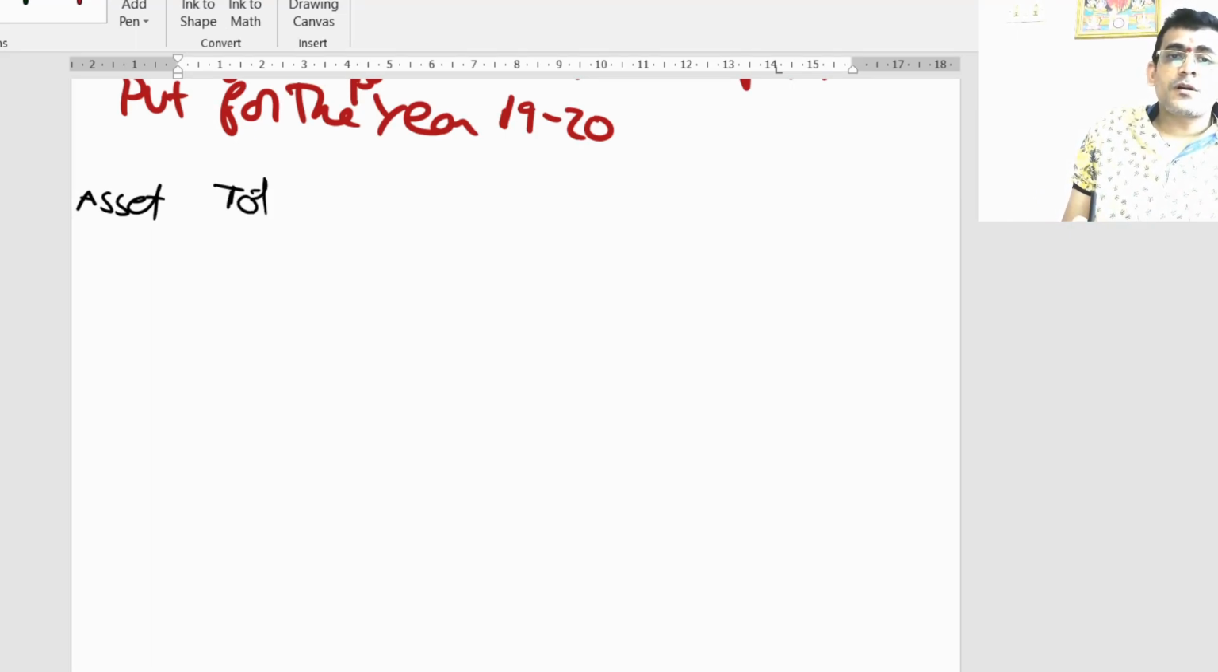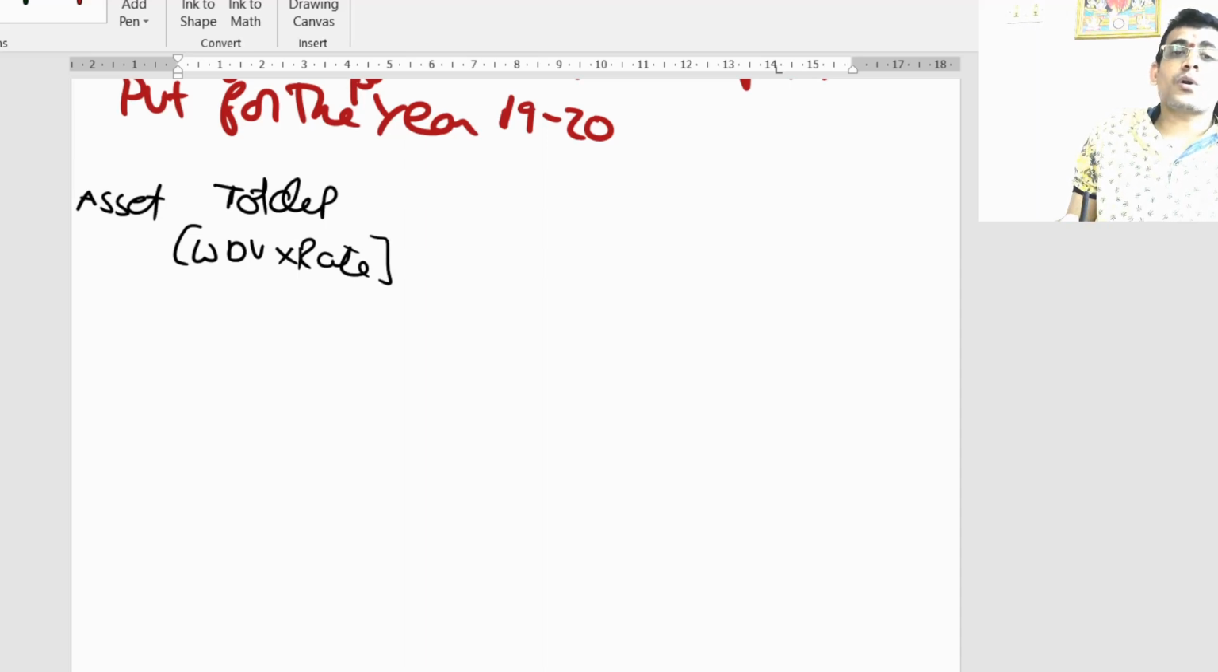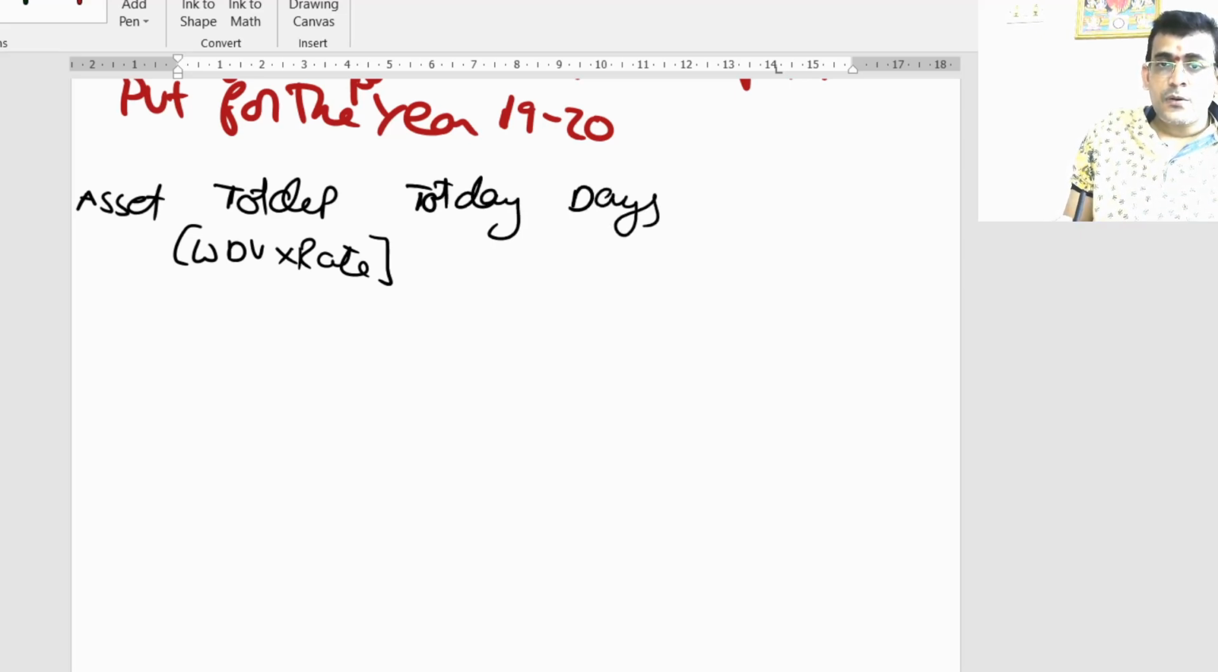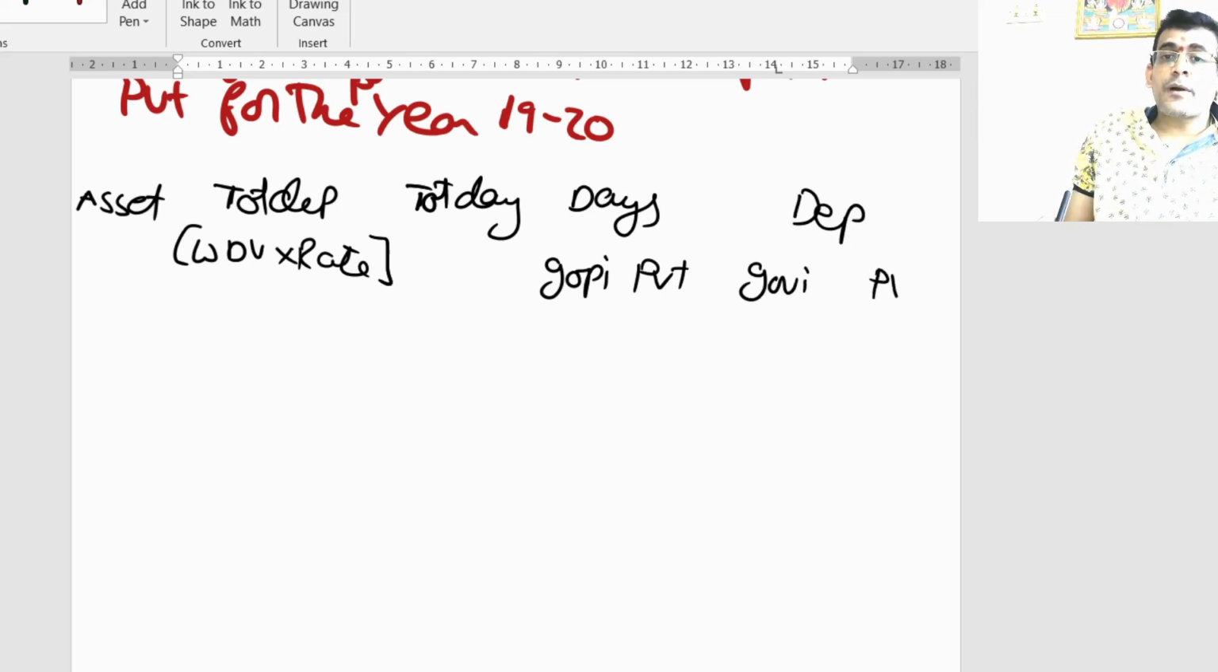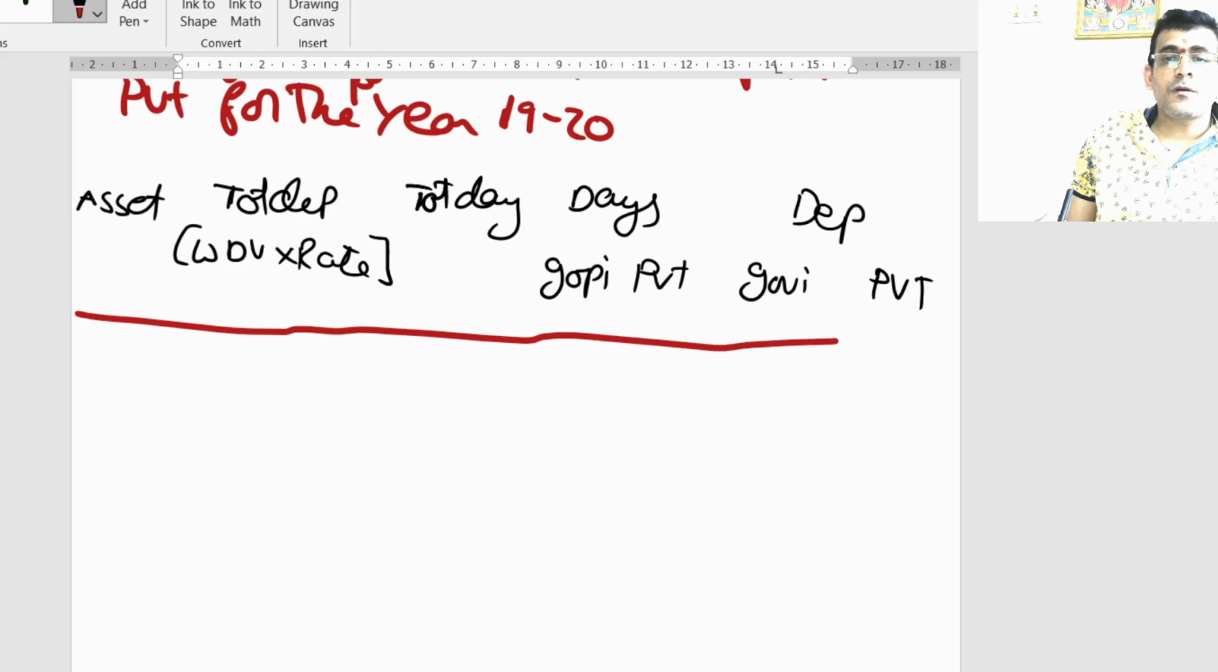Then what is my second column? Total depreciation. How do I calculate depreciation? Opening WDV into my rate of depreciation is going to give me my total depreciation. Then I need to consider total days used. How many days were used? Then these days used should be broken up into days used by Gopi and days used by the company. Then I need to calculate the total depreciation which Gopi can take and Gopi Pipes Private Limited can consider. So this is nothing but your table which you should prepare now.